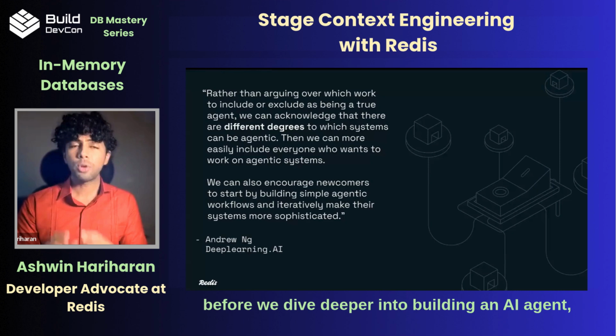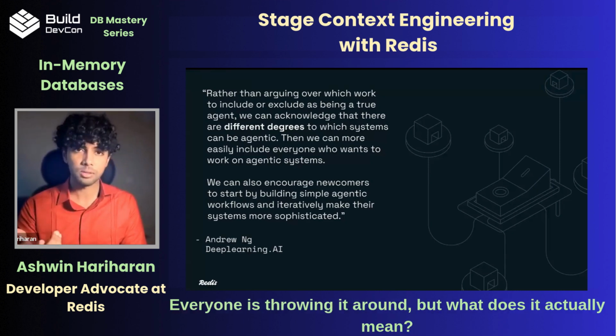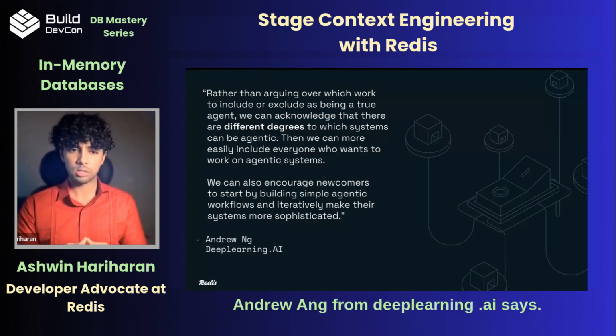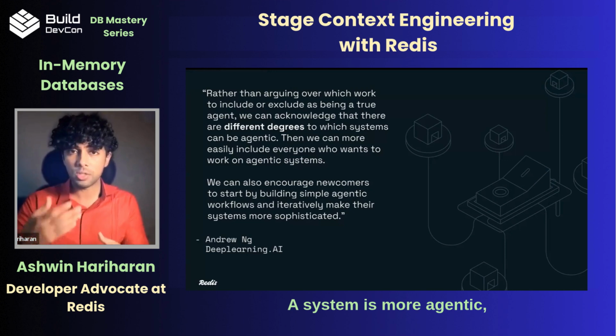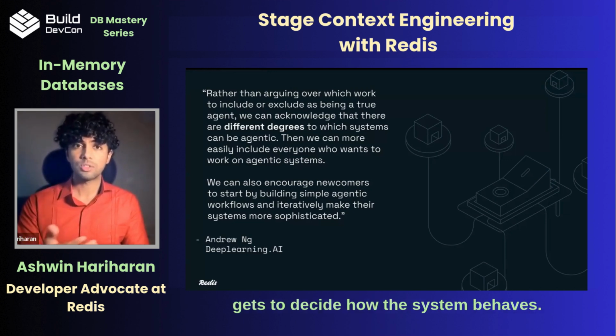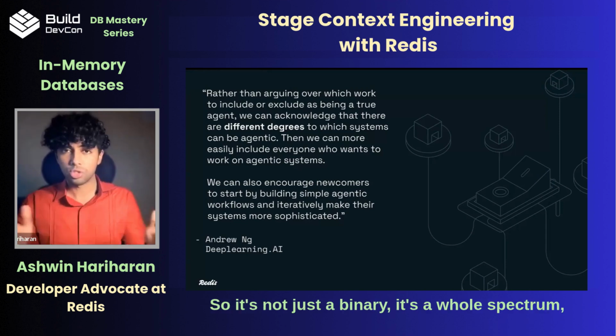Now, before we dive deeper into building an AI agent, I want to just talk about this word agentic. Everyone is throwing it around, but what does it actually mean? So here's what Andrew Ng from deeplearning.ai says. Here's the best way to think about it. A system is more agentic the more the large language model gets to decide how the system behaves. So it's not just a binary, it's a whole spectrum.